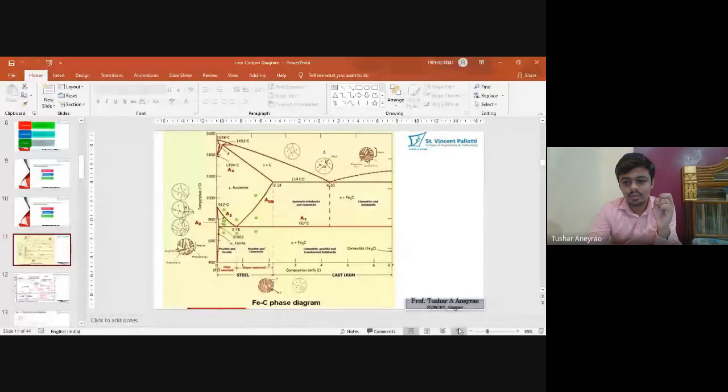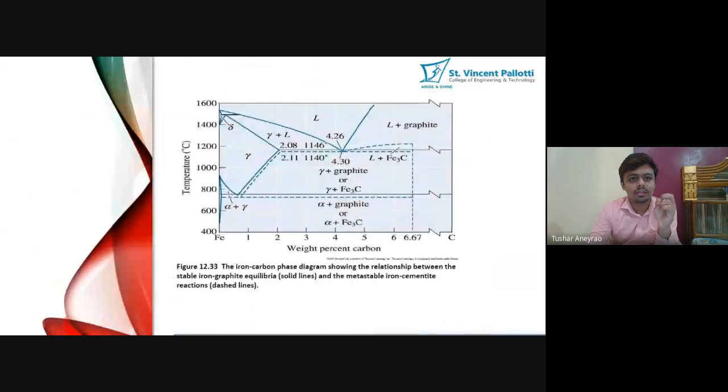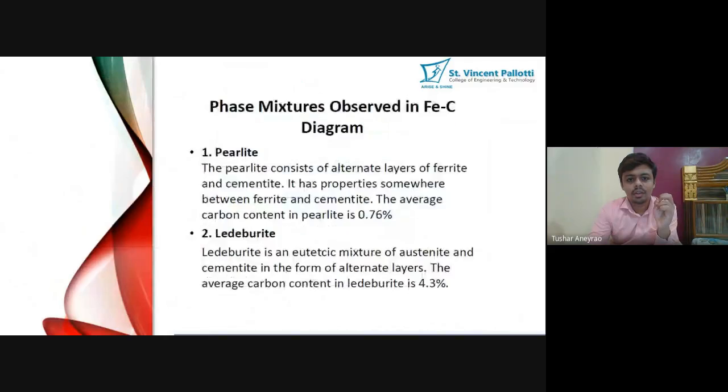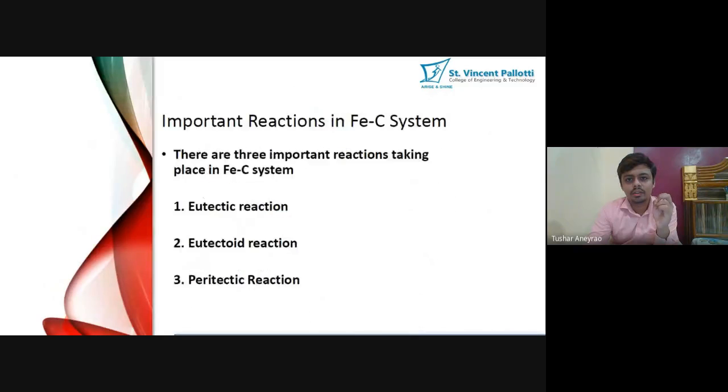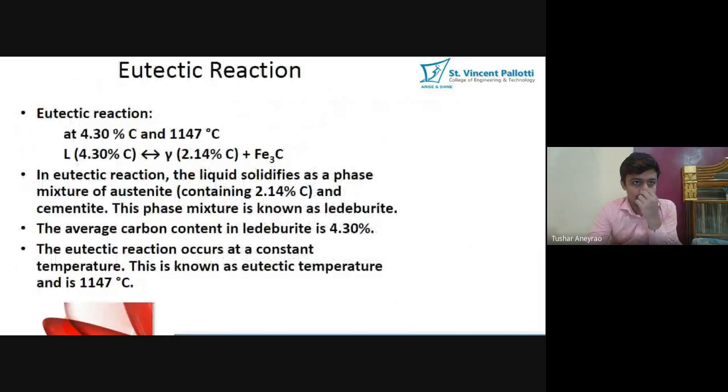On the next slide I have the reaction. So let us take that reaction first. Pearlite, ledeburite. We have discussed which reaction? Eutectic reaction. Like, eutectic reaction, 4.3 and 1147.